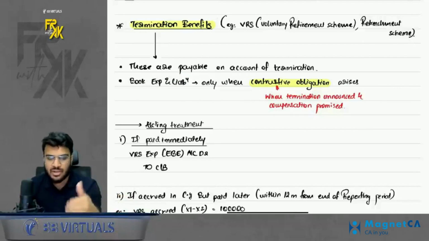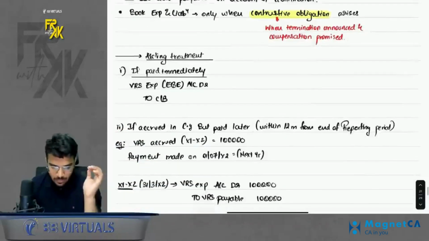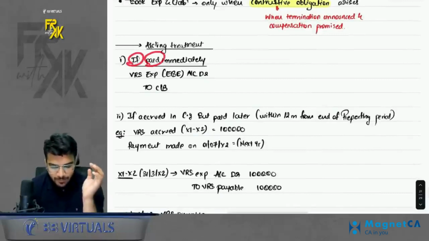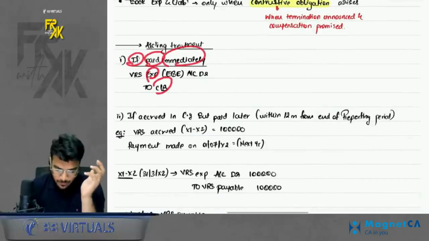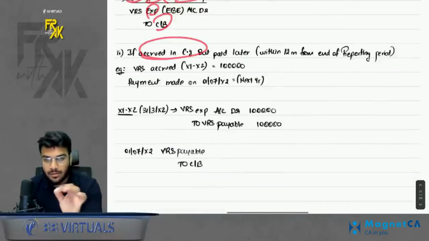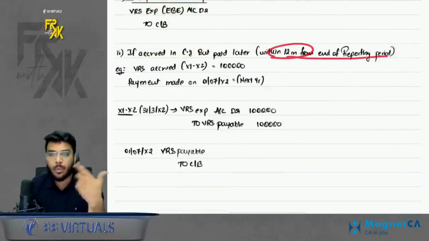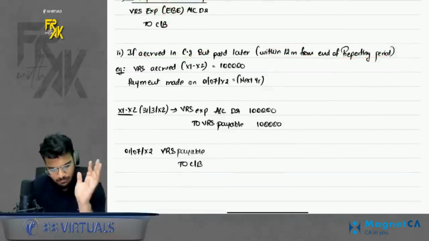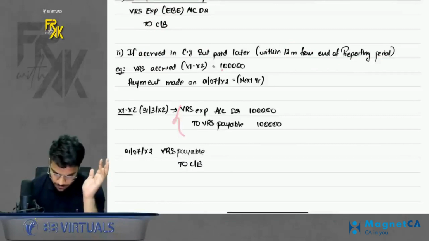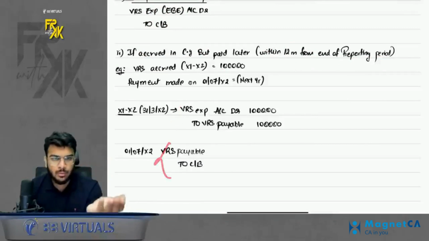When you promise, obligation comes upon you, so you will have to make the payment. Now there can be three types. One, if you have paid immediately, then expense to cash bank. Second, if you have promised it today, but you are going to make a payment within 12 months, maybe in the next year, so book the expense today, and whenever you pay, reverse the payable and say to cash bank.